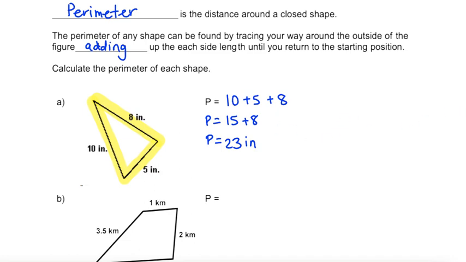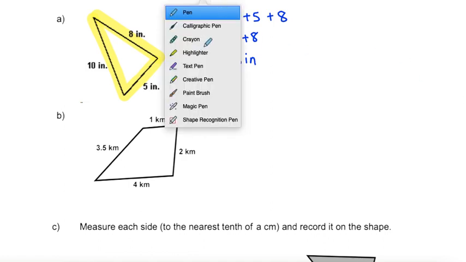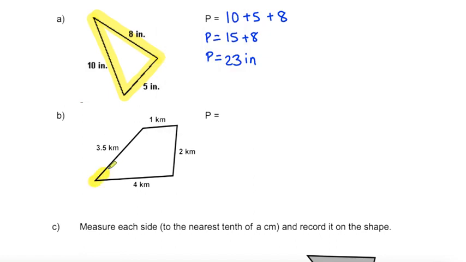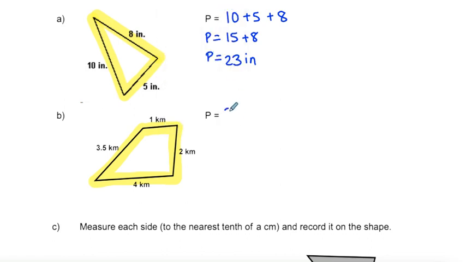So then I take a look at part B. I want to trace around the side of my object. So I'm going to start with my 3.5. I'm going to add my 1, add my 2, and then add my 4. So perimeter is 3.5 plus 1 plus 2 plus 4. 3.5 plus 1 is 4.5.